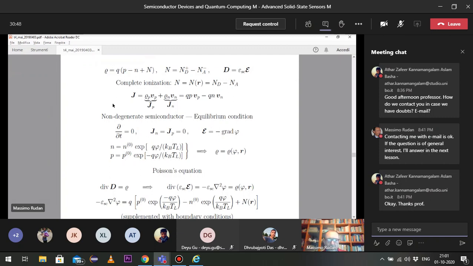P and N are known functions of phi. So you may conclude that in the equilibrium situation, the global charge density of the semiconductor is a function that depends on phi and position. There is an explicit dependence on position because the doping depends on position.